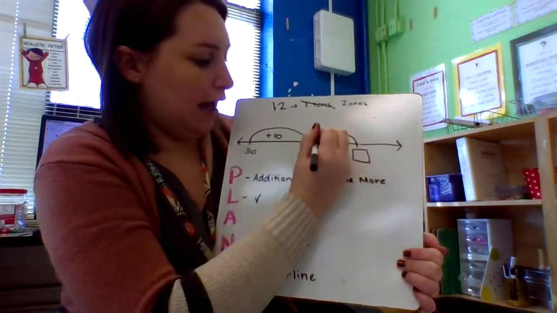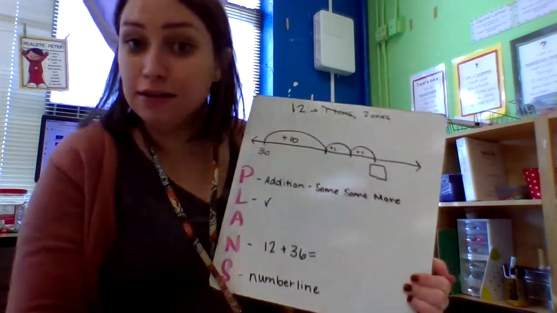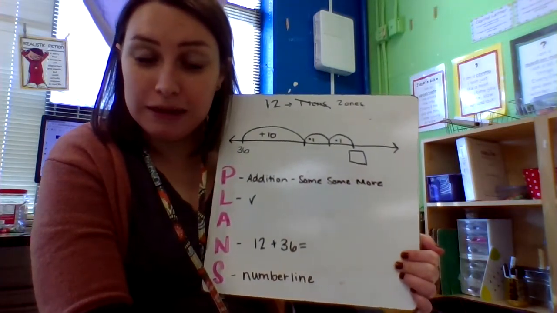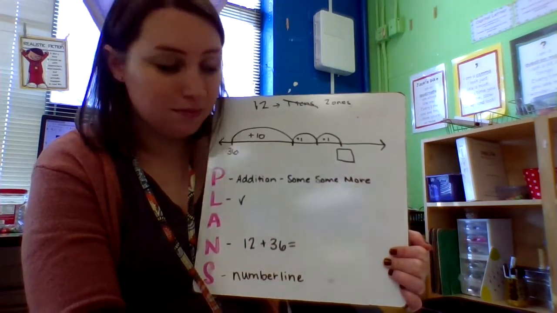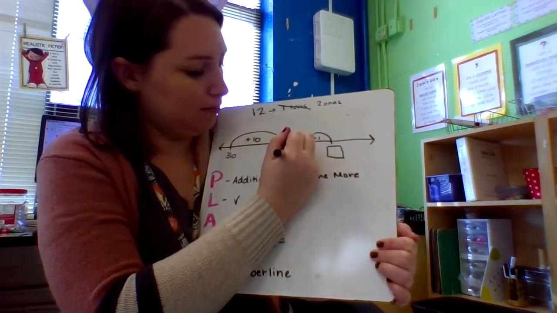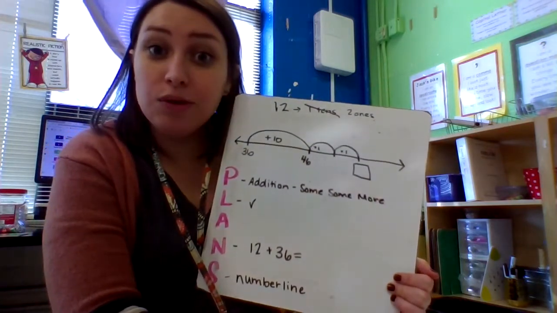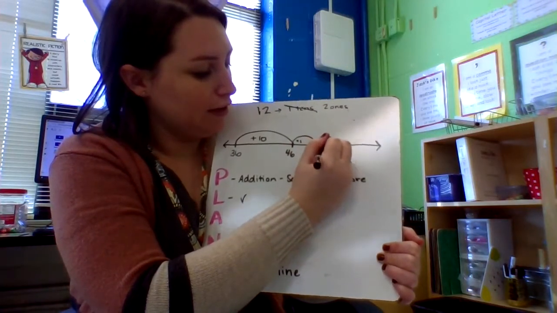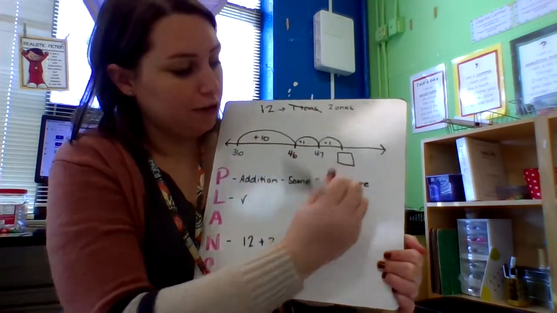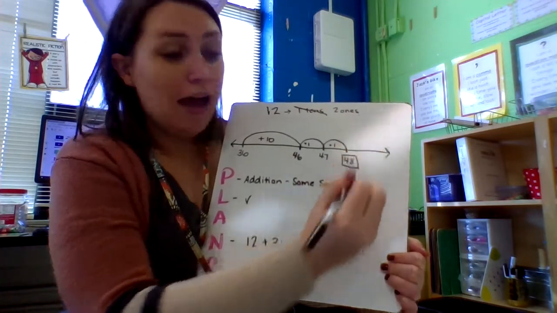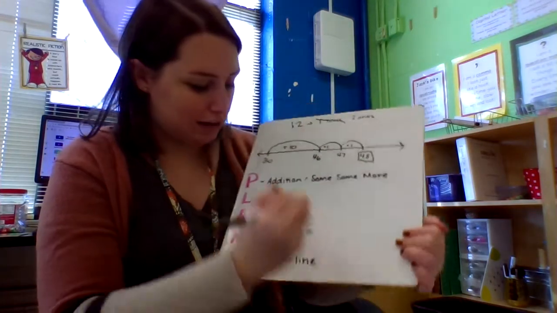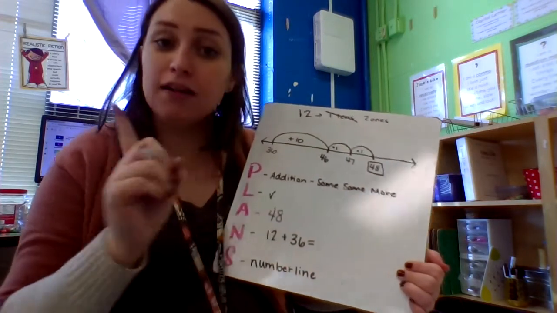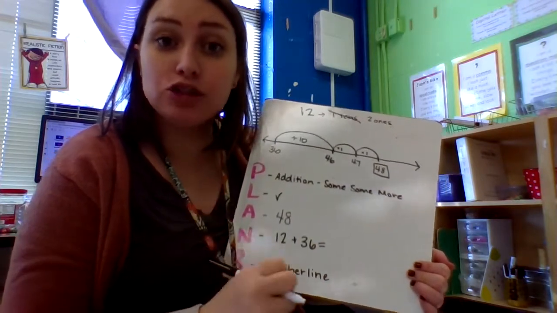So let's add these numbers now. So 36 plus one more group of 10s would be 46. Good job. Now I'm going to add the ones. 46 plus 1 would be 47. 47 plus 1 would be 48. So my answer today is 48. Let's go back and read the question one more time and make sure that this makes sense.